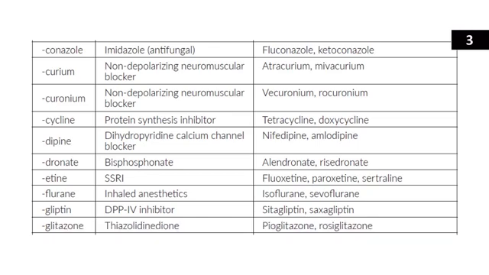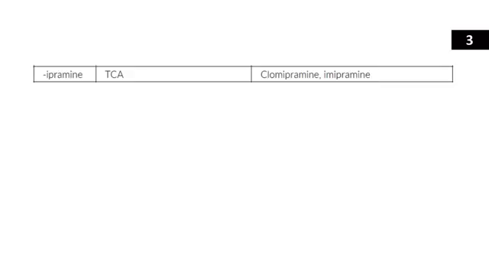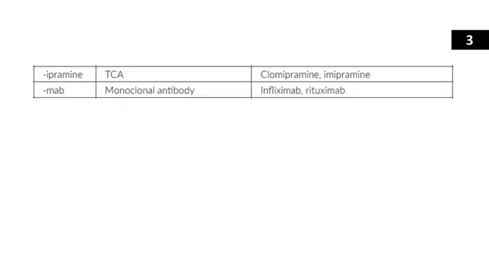-glitazones are also diabetes drugs. Glitazones are thiazolidinediones, or TZDs, which increase insulin sensitivity. These are pioglitazone and rosiglitazone. -ipramine are tricyclic antidepressants like clomipramine or imipramine. MAB is actually an acronym for monoclonal antibody. Whenever you see a MAB at the end of a name, that's a monoclonal antibody. Infliximab or rituximab would be a couple of examples.